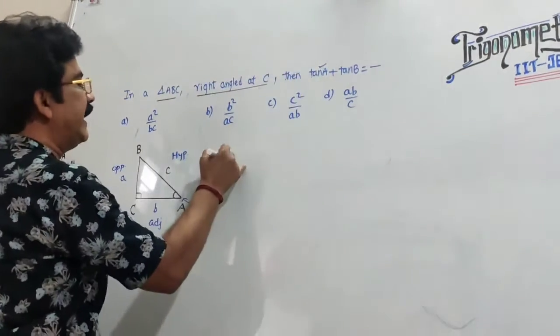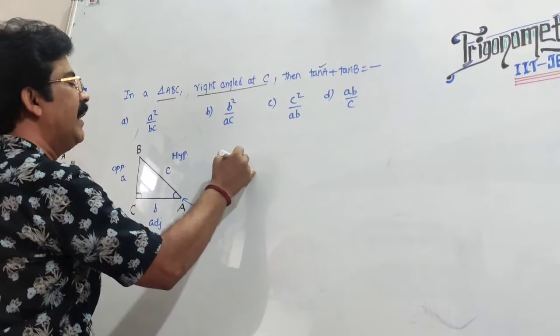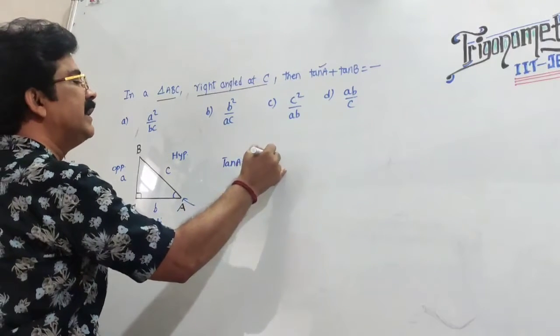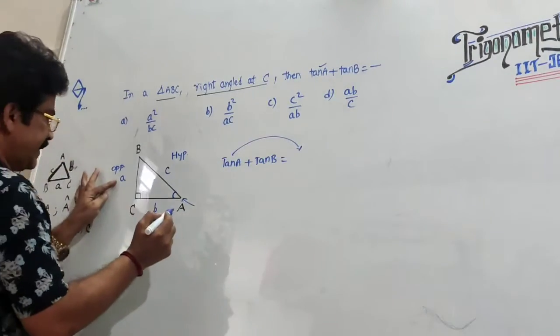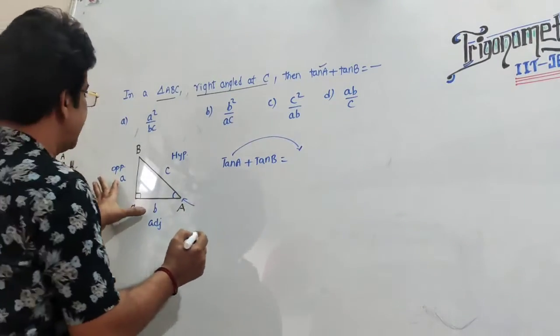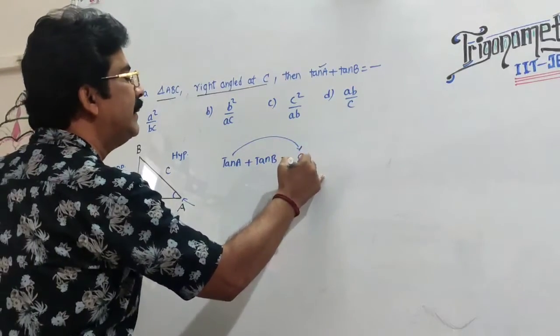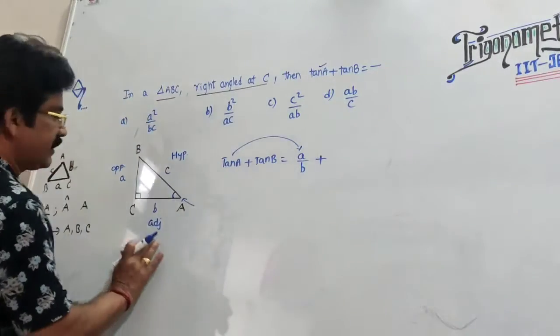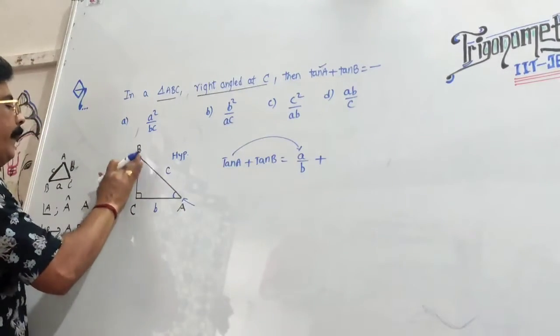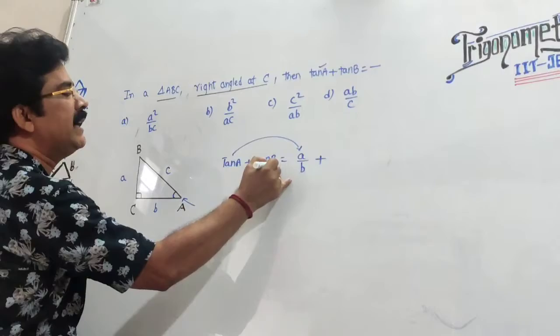So I am writing tan A plus tan B. This is the question. What is tan A? Tell me. Tan A is opposite side by adjacent side, a by b. Right, a by b. Plus. Next, angle B.